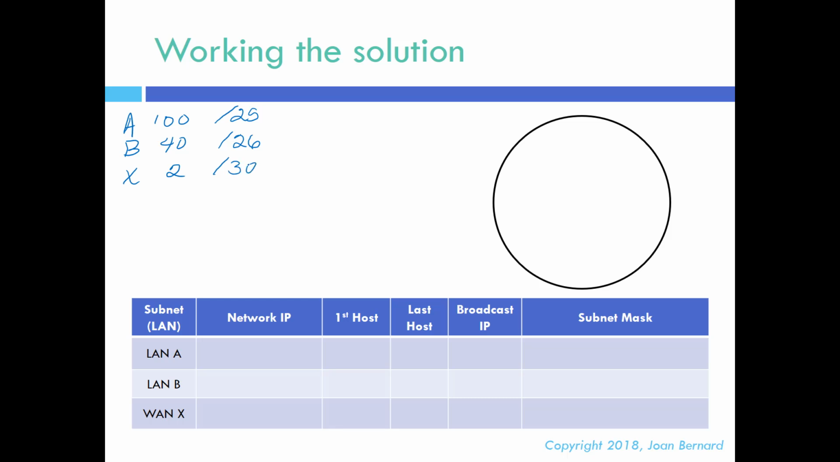Now I also want to record the total number of IP addresses. So a /25 has 128 total IPs, a /26 has 64, and a /30 has 4 IP addresses. Remember, those numbers are going to help me find my network IP addresses to start each range.